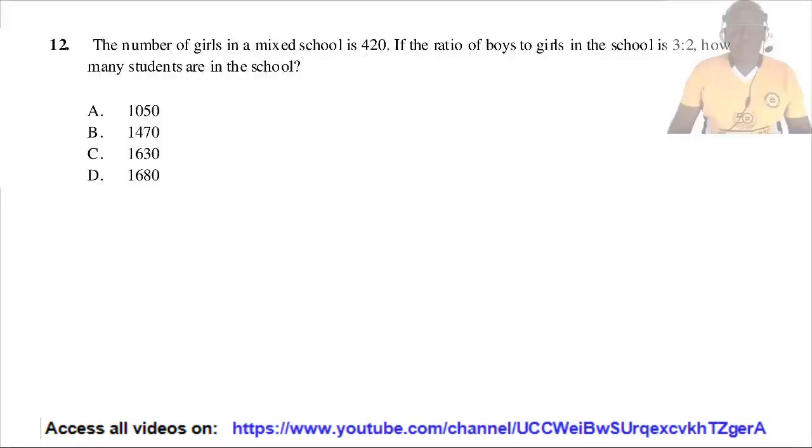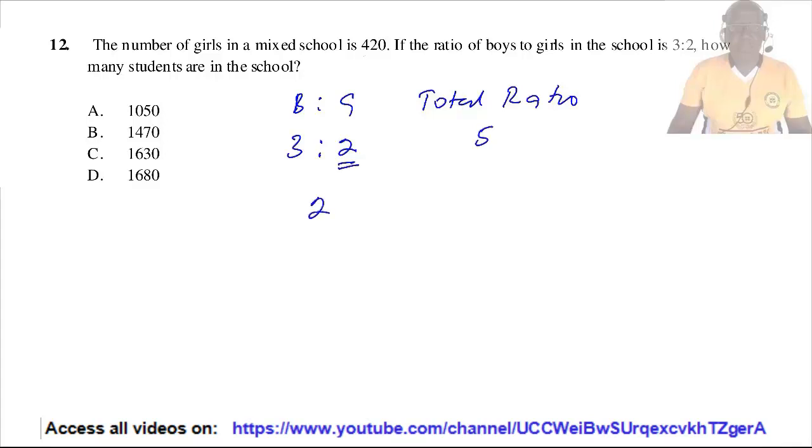Question 12. The number of girls in a mixed school is 420. If the ratio of boys to girls in the school is 3:2, how many students are in the school? The ratio of boys to girls equals 3:2. The total ratio will therefore be 3+2, that is 5. Now, the ratio of the girls is 2, and this corresponds with 420. Now the total number of students in school will correspond with the ratio 5.